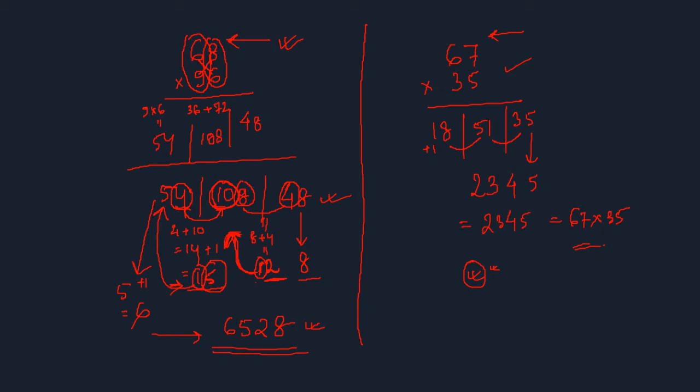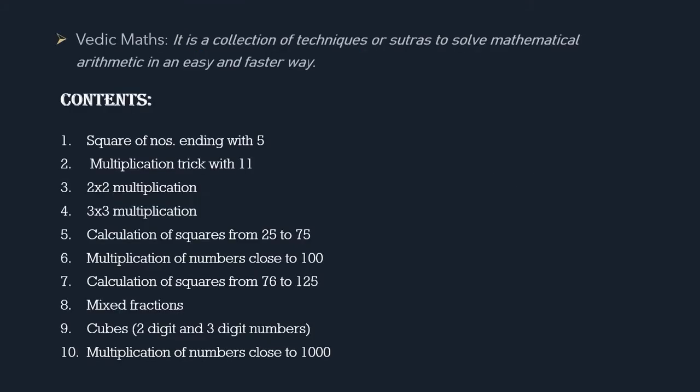Well then, now that we are done with the 2 by 2 multiplication, we are done with square of numbers ending with 5, we are done with multiplication trick with 11, and we are done with 2 by 2 multiplication as well. The next part which we will be covering right now is 3 by 3 multiplication.